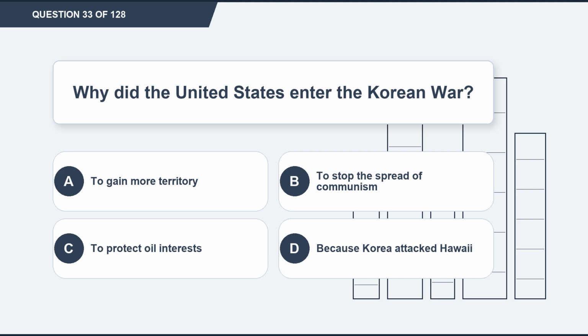Question 33. Why did the United States enter the Korean War? Option A. To gain more territory. Option B. To stop the spread of communism. Option C. To protect oil interests. Option D. Because Korea attacked Hawaii.